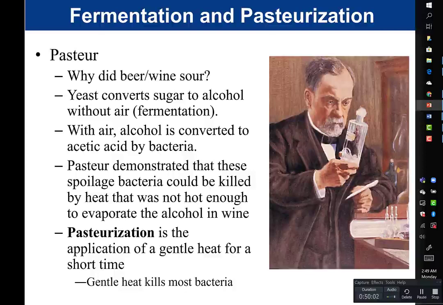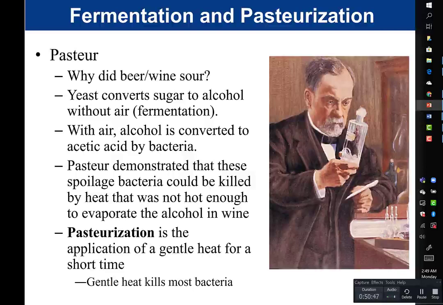So if you grow yeast in anaerobic conditions, meaning without oxygen, they will do alcoholic fermentation and they will produce alcohol. However, if that wine, for example, or beer is exposed to air, the alcohol is then converted to acetic acid by any bacteria that can get in there. So any bacteria that might be present is going to take the alcohol and convert it to acetic acid. Acetic acid, think of vinegar. It's going to make your beer or wine taste sour because of that acetic acid being produced.